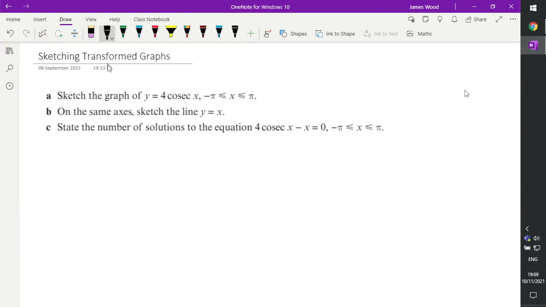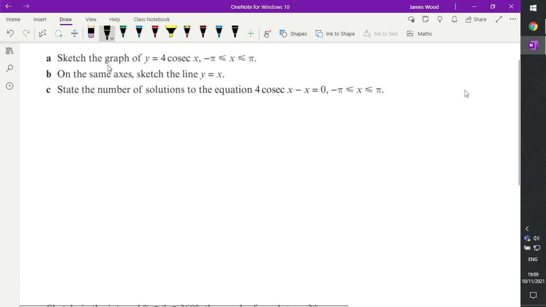Okay, in this next example, I want to keep thinking about the graphs of these functions. And I also want to do a bit of a reminder about using some graph transformations. So sketch a graph of y equals 4 cosec x between minus pi and pi.